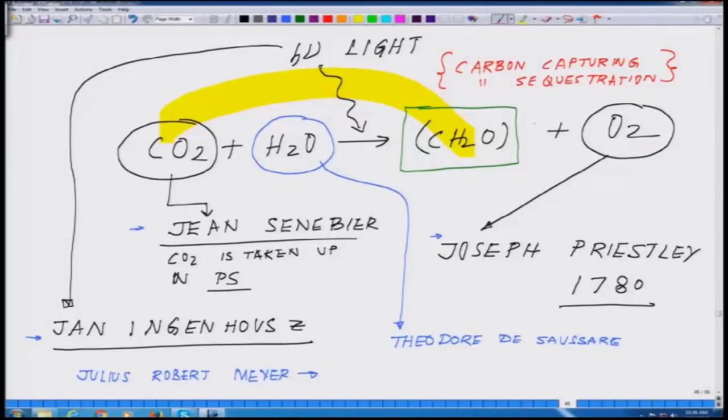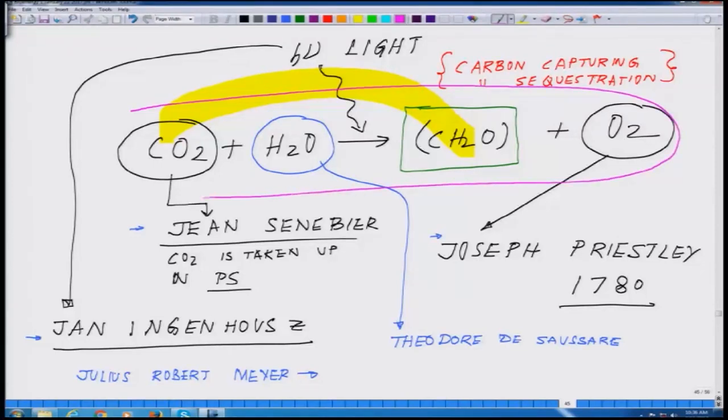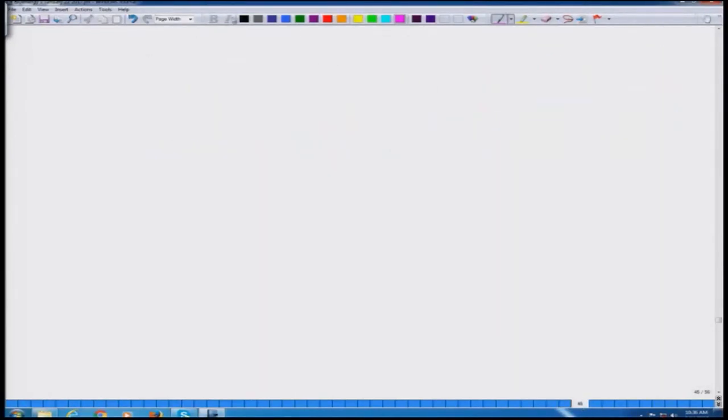That is why, from this point on, our next journey will take us to talking about the architecture of the organelle which is the chloroplast. We will talk about the structure of the chloroplast. On the next slide, we will move on to the structure of chloroplast.